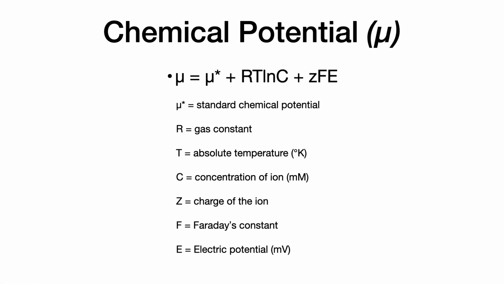So the chemical potential, mu here, is based upon mu star, which stands for the standard chemical potential, plus RT times the natural log of the concentration of the ion, plus ZFE, where Z is the charge of the ion, F is Faraday's constant, and E is the electric potential. R is the gas constant, and T is the absolute temperature in Kelvin.